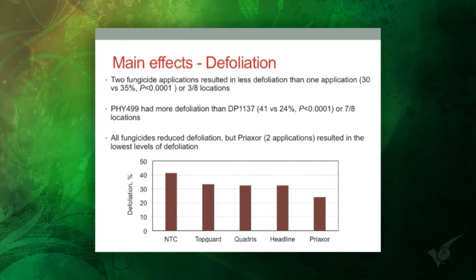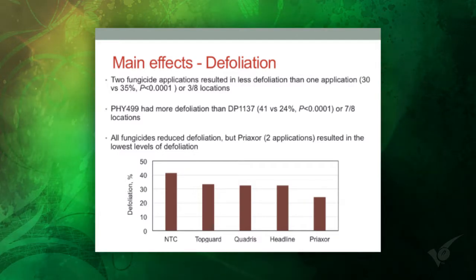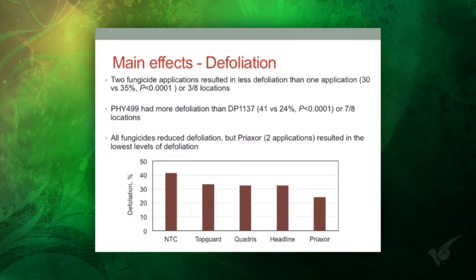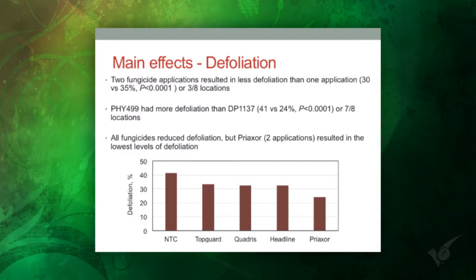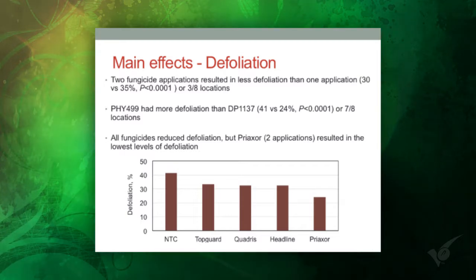We already talked about Phytogen 499. It definitely had more defoliation than the Delta Pine 1137 in this study. Quite a significant amount, 41 to 24%. So that's quite a significant degree of defoliation between those two. And that was 7 out of 8 locations. So again, variety selection is going to be an important part of that. And all the fungicides reduced defoliation, and Priaxor in this case did actually the best. 2 applications, again, better than 1.